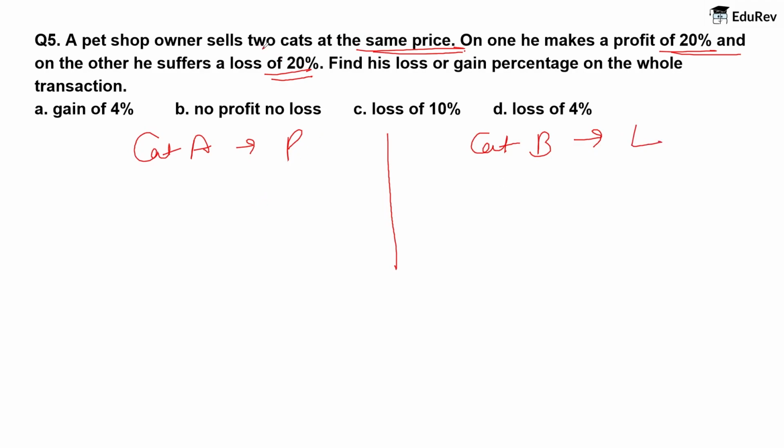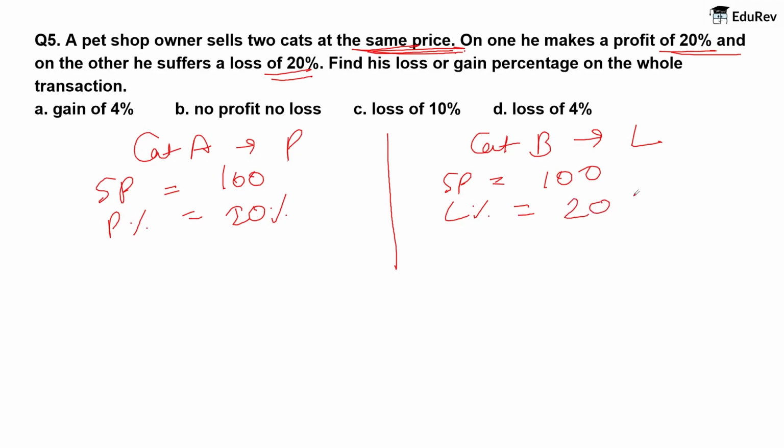So the first line itself says he sells the cats at the same price. It means the selling price of both the cats is the same. So let us assume if the selling price of cat A is 100, then obviously the selling price of cat B will also be 100. And on the first one, he is making a profit of 20%, and on the second one, he is making a loss of 20%. Now we have the profit percentage, we have the loss percentage, we have the SPs for both. So we can find the CPs for both using the traditional formulas.